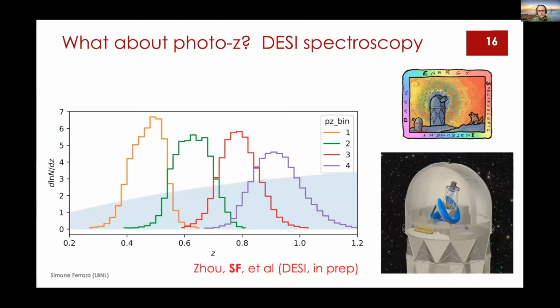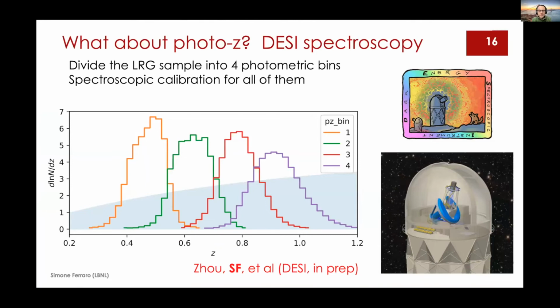We took the luminous red galaxies, divided them in 4 tomographic bins, and then we have a spectroscopic calibration of all of them. So basically, there's no redshift uncertainty on these bins. There are no tails. Everything is very, very well characterized, with very close to 100% spectroscopic completeness. And then we also cross-correlated the samples with the Planck CMB lensing.